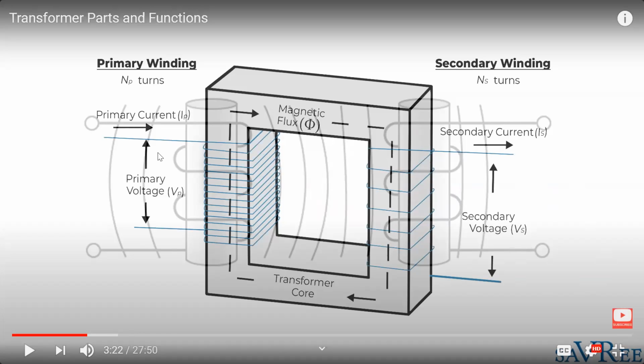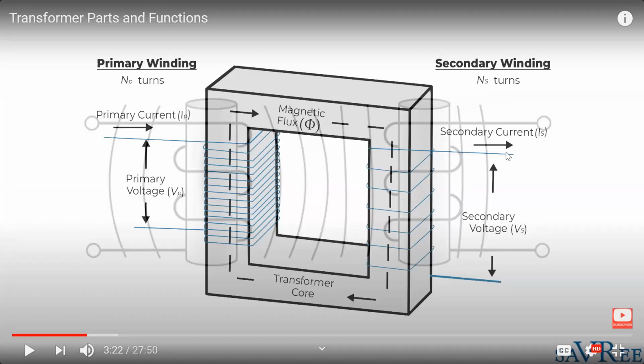So we give AC supply, then we obtain the same AC supply. Depending upon the number of turns on primary and secondary, primary turns NP and secondary turns NS, if secondary has more turns, then the transformer is called a step-up transformer. If secondary turns are less than the primary turns, then the transformer is called a step-down transformer.